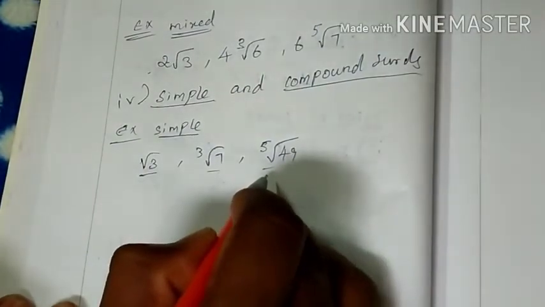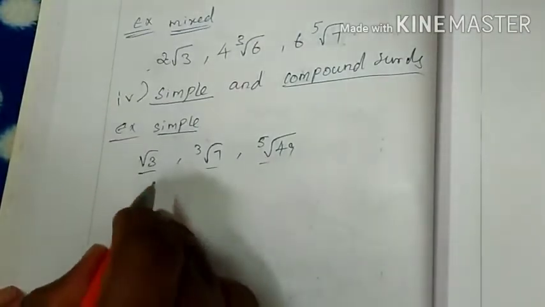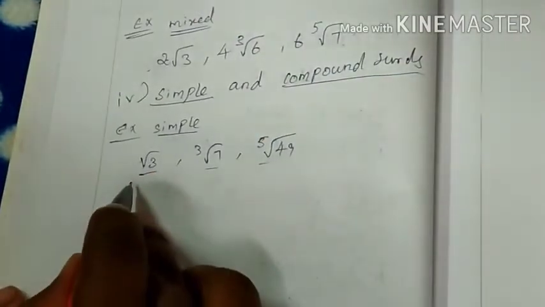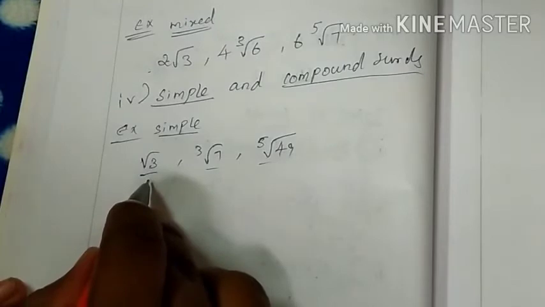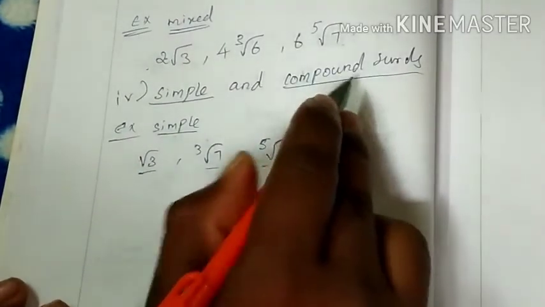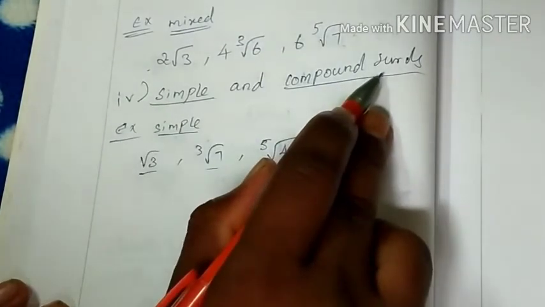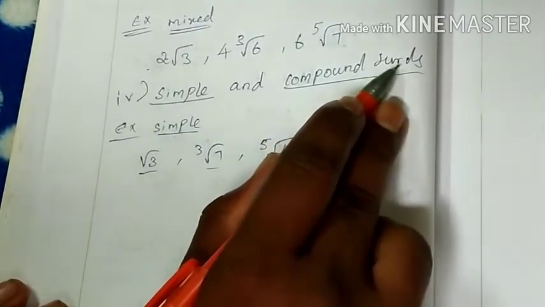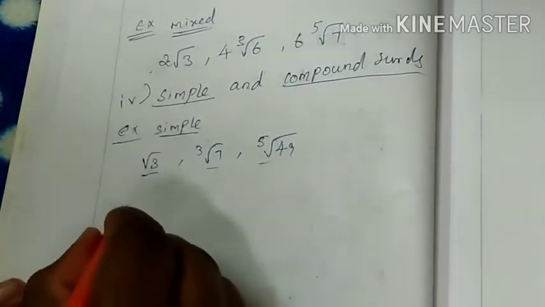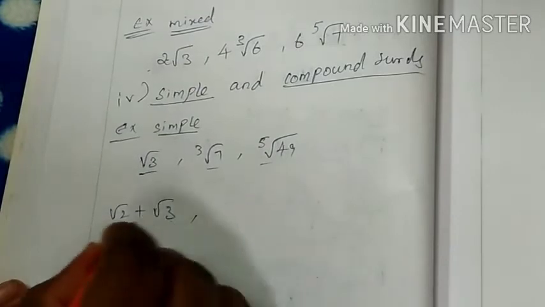Then the compound sets. Compound sets means the algebraic sum of two sets is called a compound set. Algebraic sum of two sets. So here there are any two sets. That is called a compound set. For example, root 2 plus root 3. So here there are two sets.